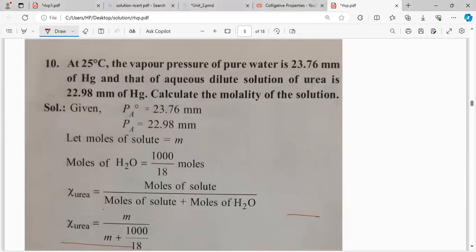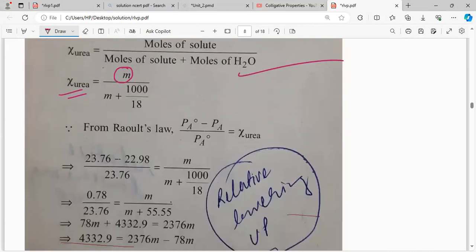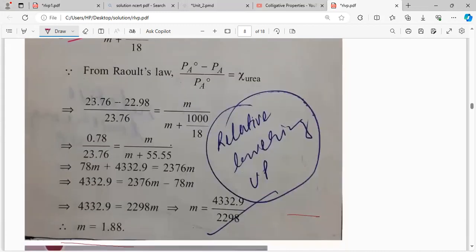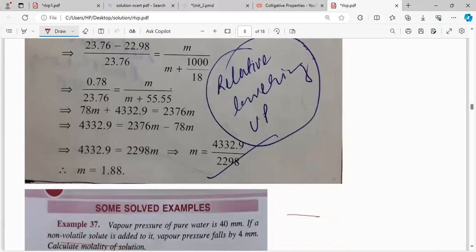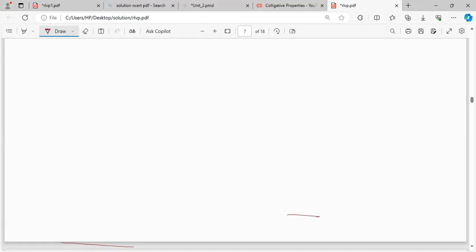Wait, here. This is mole fraction, they have found it out, and then X urea already there. So they are calculating this one, M, this value. Sir, question once more, please. Oh, wait, I'm showing you. This one, yeah, that can be found. That can be calculated. Okay. Question is this one.